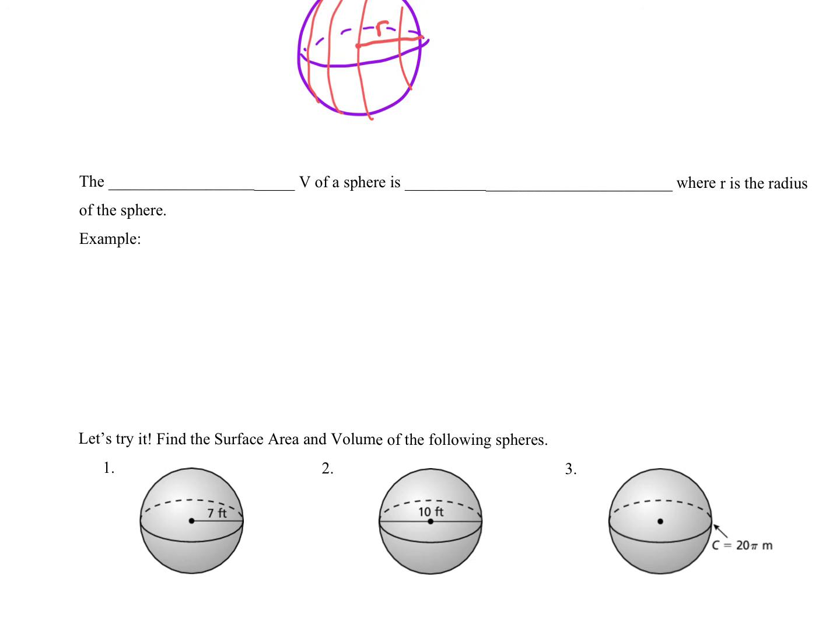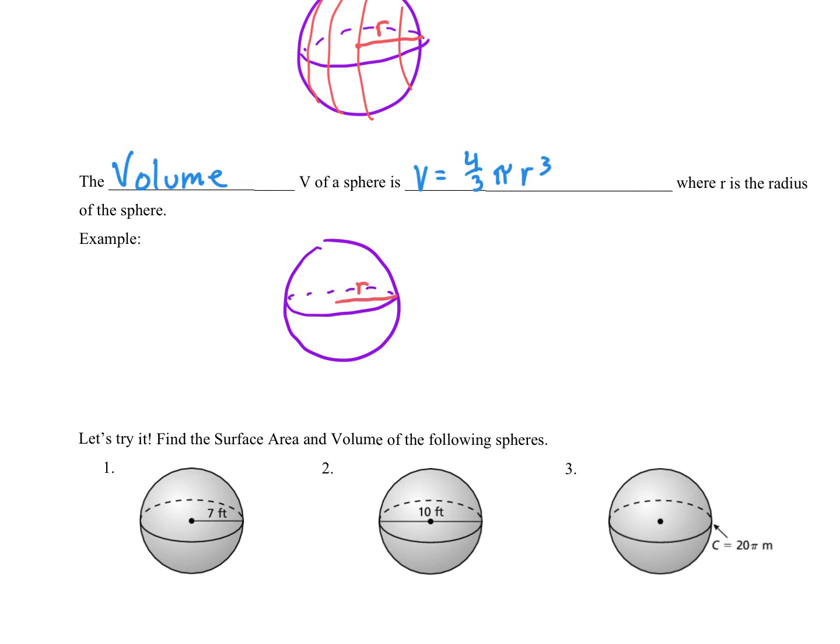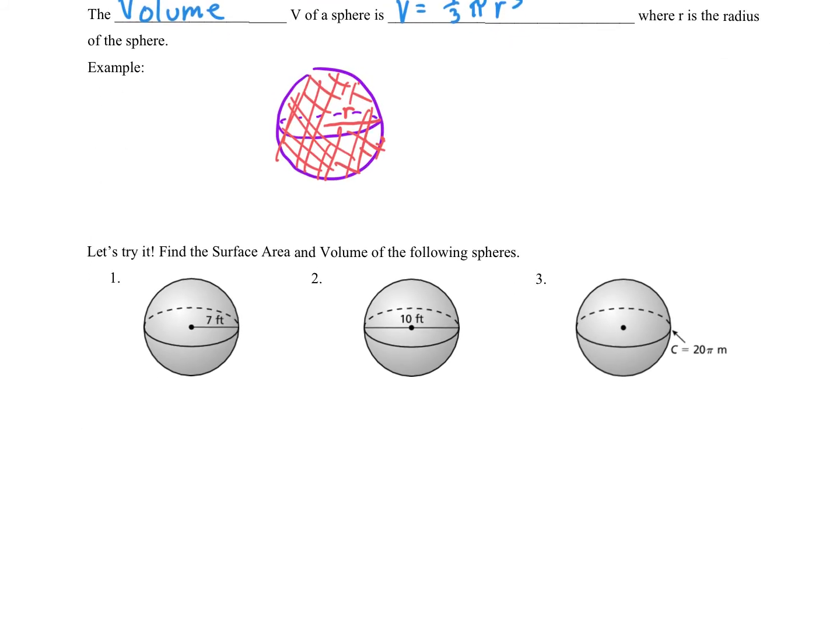Next, the volume is V equals 4/3 pi times the radius cubed. Now the volume is if you took that ball with that same radius and then you filled it all up. Let's say you filled it up with air, any substance, or with water. You filled it all up. That would be the volume. So the volume is filling the entire thing up on the inside, whereas surface area is just wrapping on the outside.